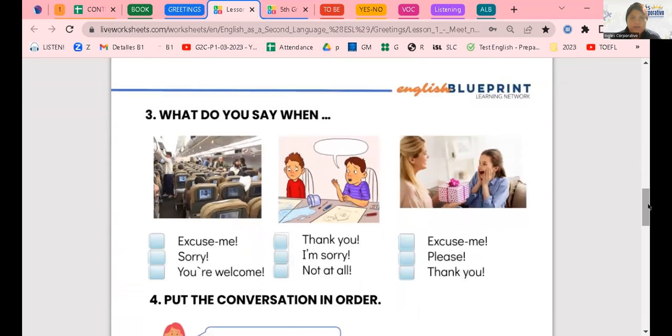Thank you, guys. Ok, so what do you say when? Look at this. We have some pictures and we have to match the picture with one of these expressions. Excuse me, sorry, you're welcome. So what will you say when you're walking on the airplane? ¿Qué dirían ustedes? So look at this picture. You're welcome. Sorry. Okay, so you think it's excuse me or sorry? Yeah, it could be. Excuse me, sorry. How about this one? I'm sorry. Okay. How about the next picture?